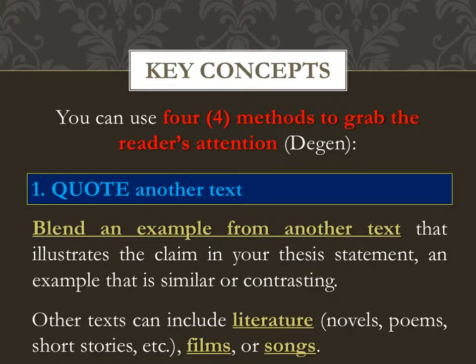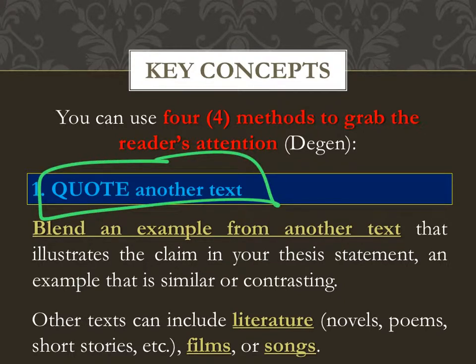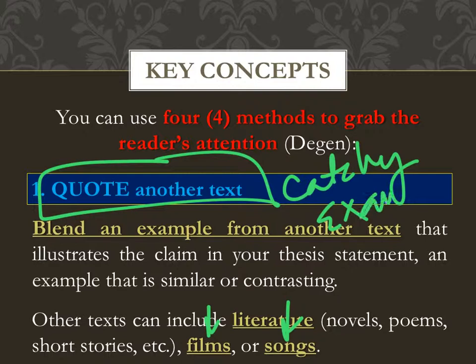So what are the ways that you can grab the reader's attention? Well, one way is to quote another text. So you're going to blend an example from another text. Keep in mind that other texts can include literature for sure, but we're also thinking in terms of film, maybe even a song. That might be kind of challenging, but any text. Think about advertisements, visual advertisements that we've looked at, commercials. So you're just trying to find some catchy example that is going to display the idea in your thesis statement.